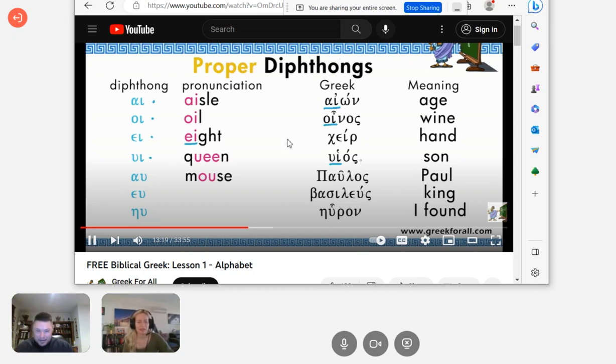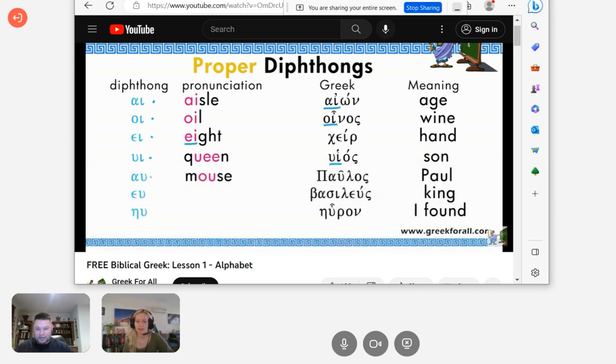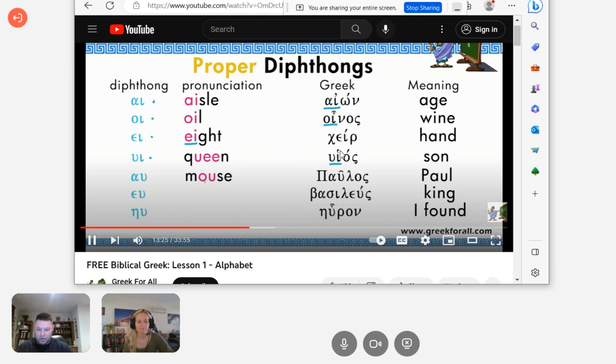A very good word to remember. The next diphthong is au. It sounds similar to the word mouse. Au, mouse. The Greek example is the word Paulos.